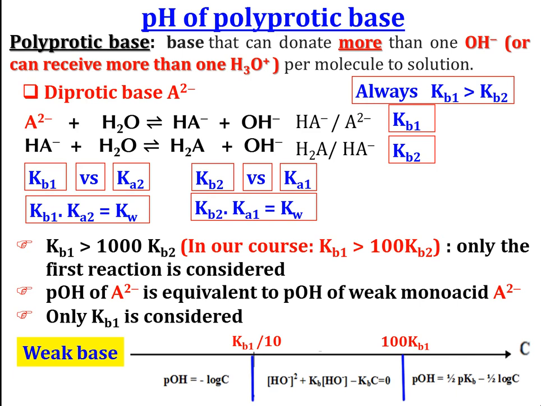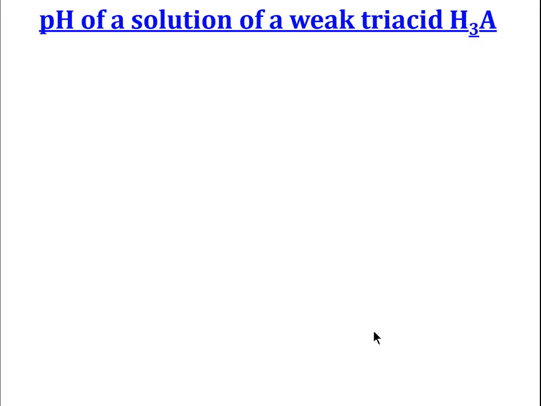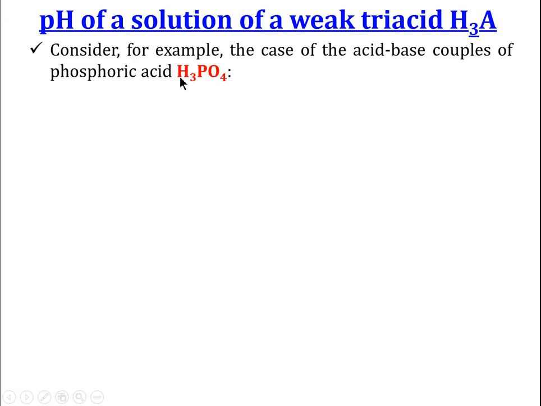After we find pOH, it is related to pH. pOH plus pH equal pKw, so we can find the pH of the polyprotic base. pH calculation of triprotic acid H3A. Consider a solution of phosphoric acid H3PO4.